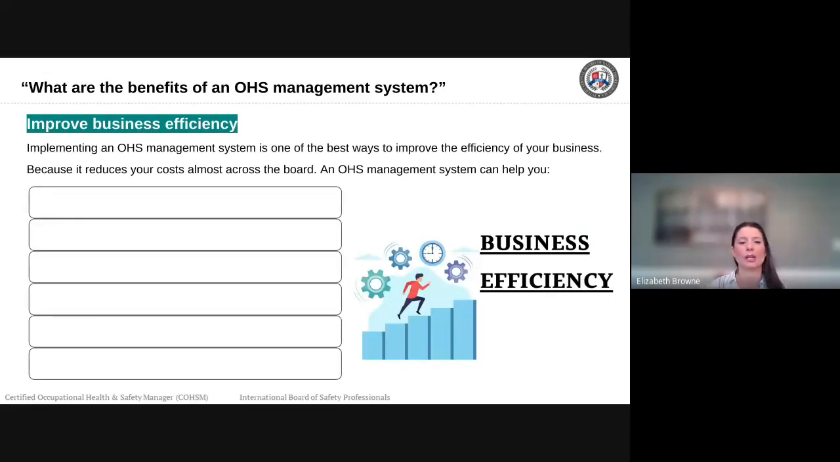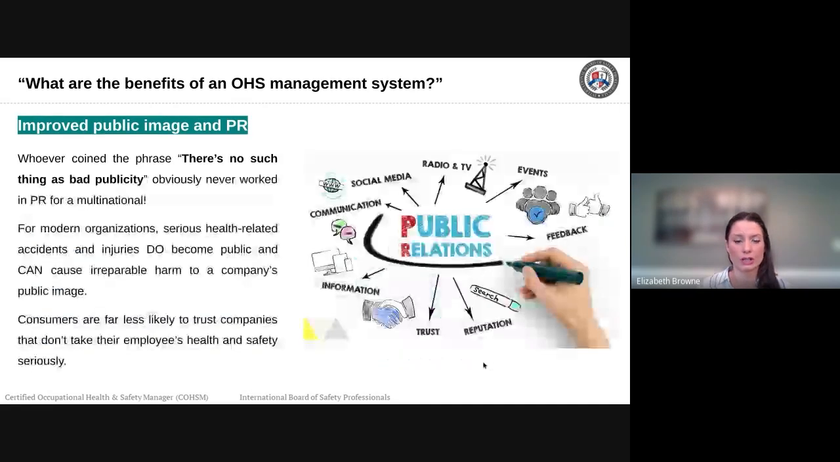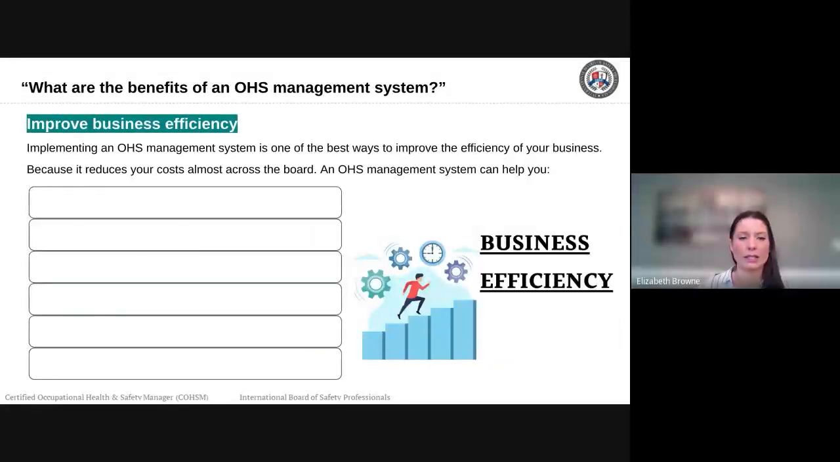So, what other benefits do we have with an OHS management system? We can improve business efficiency. Implementing an OHS management system is one of the best ways to improve the efficiency of your business, because it does reduce your costs almost across the board. An OHS management system can help you increase that business efficiency by following a systematic way of implementing the strategies suggested by the ISO 45001.